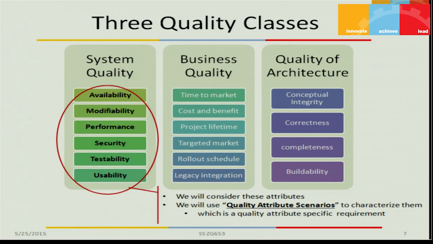But there are other types of quality attributes also, like business quality and quality of architecture. The business quality is time to market, cost and benefit analysis, project lifetime, schedules, etc. Now, some of them do have an impact. In fact, all of them have an impact on the software. If you recall a few slides back, I was saying that in order to really deliver the functionality, you need to think about things like time to market, cost and benefit, which play a very important role. However, in this software architecture course, we are not going to deal with these two qualities, business quality and quality of architecture.